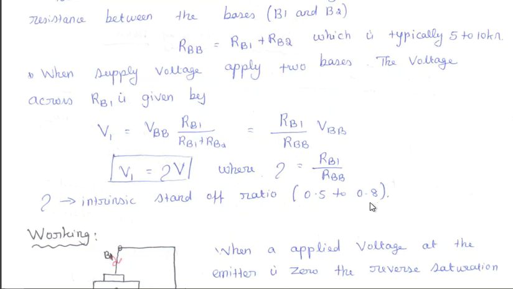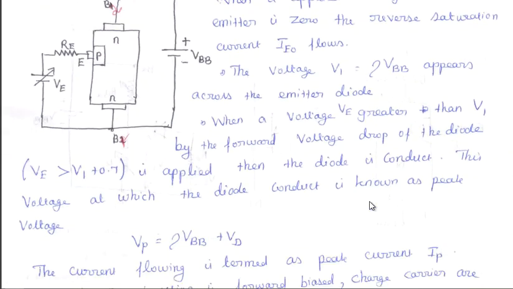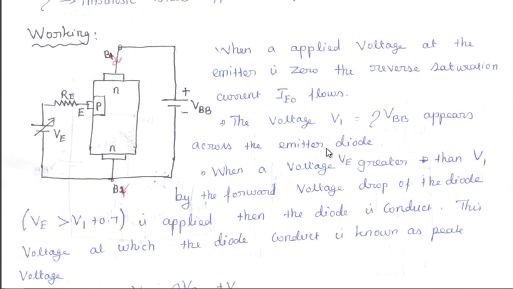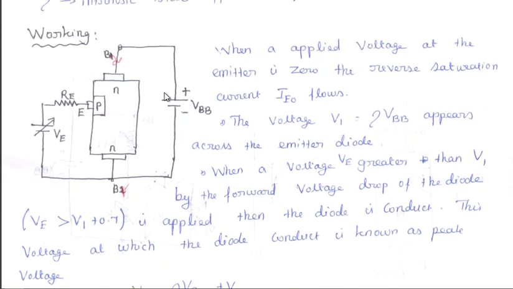Then we are going to discuss the working of the UJT. We can divide the working of the UJT into two cases. Case 1 is VE less than VP. For this condition, the UJT is in the off state. Case 2 is VE greater than VP. For this case, the UJT is turned into the on state. For case 1, VE is less than VP, the PN junction is reverse biased and the emitter current IE will not flow. Thus the UJT is off. For case 2, VE is greater than VP.